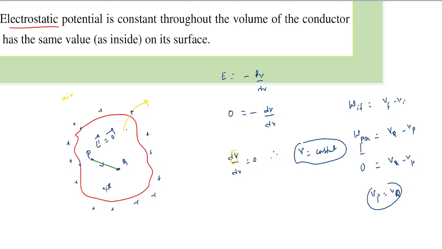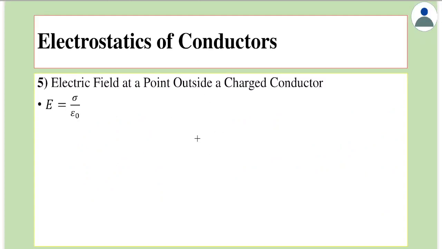For example, if the potential at this point R is say 5 volt, then everywhere inside the conductor or on the surface it will be 5 volt only. The electric field at a point outside a charged conductor is given by sigma by epsilon naught. You can again prove it also.